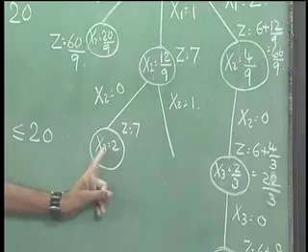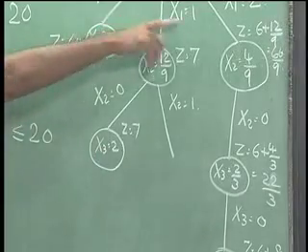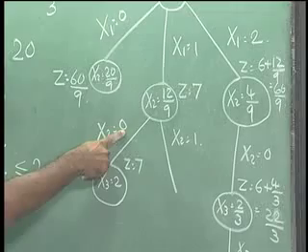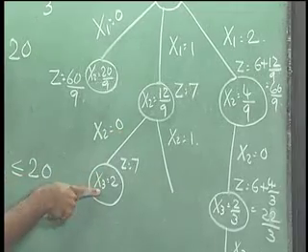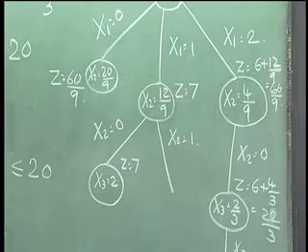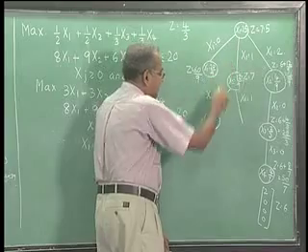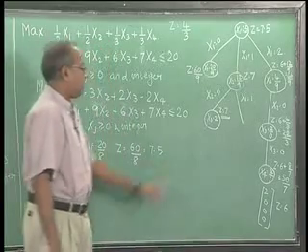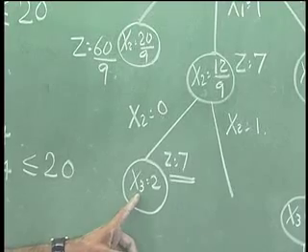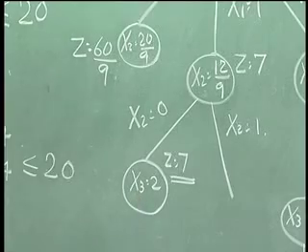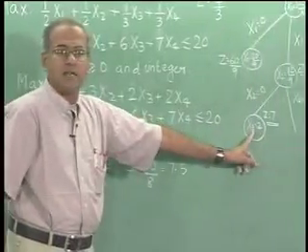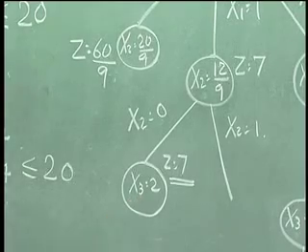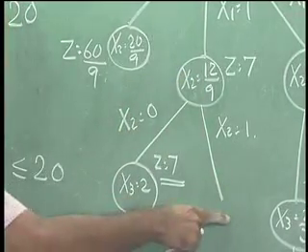Now here we have a situation where x1 has taken an integer value of 1, x2 has taken a value 0, x3 has taken a value 2 and x4 will be 0. This is an integer feasible solution with z equal to 7. So we have an integer feasible solution with z equal to 7 to a maximization problem. So this becomes a lower bound.